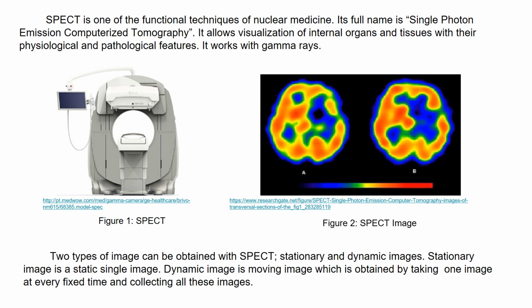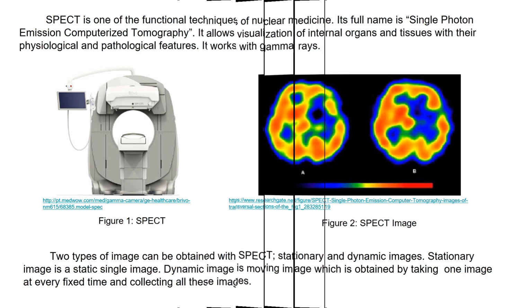Stationary image is a static single image. Dynamic image is a moving image which is obtained by taking one image at every fixed time and collecting all these images.